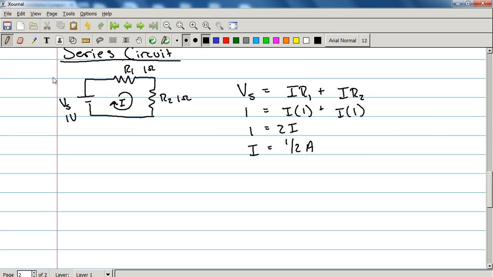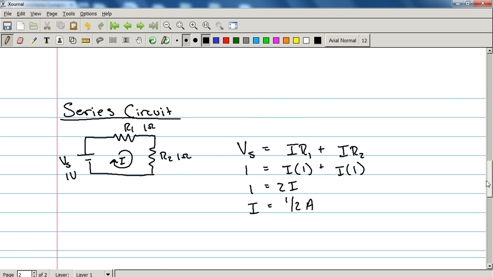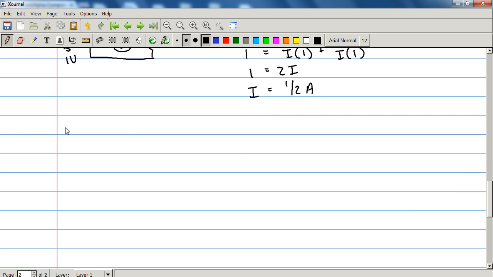Now we know what the current through the loop is, so we can go back and solve for everything. Before we get to power, current delivered by the voltage source is 1/2 amp. The power delivered by the voltage source is 1/2 watt. The current through R1 is 1/2 amp. The current through R2 is 1/2 amp.